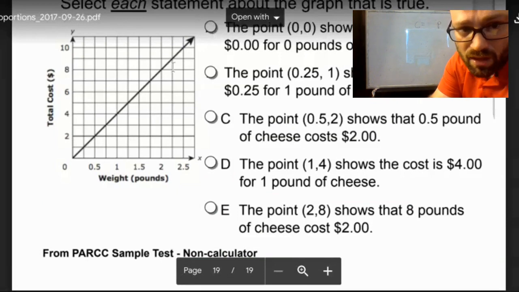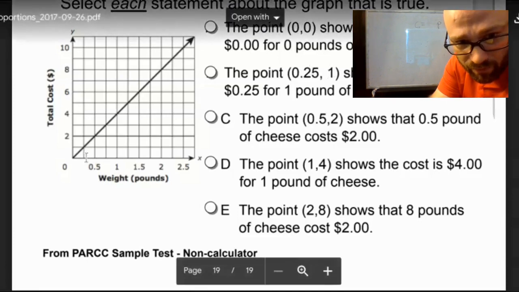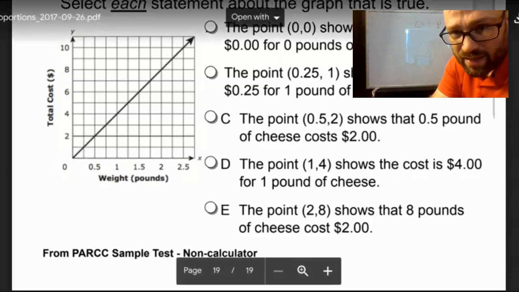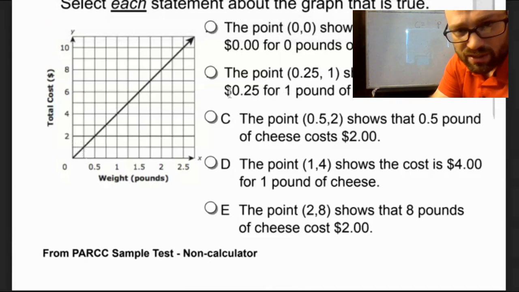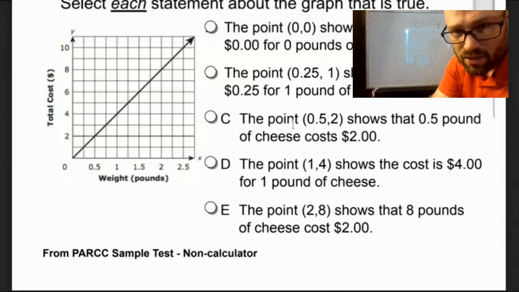The first one's true. Now, if we go to 0.25, 1, so this is the x, 0.25 would be right here, and then 1 right here for the y. So if you buy a quarter pound of cheese, it's going to cost $1. Does that make sense? A quarter of a pound is $1. This statement is saying that it actually costs 25 cents for 1 pound. No, that doesn't cost 25 cents. 25 cents is down here somewhere, and it's really small. So that one would not be true. The point 0.5, 2 shows that a half pound of cheese costs $2. So if we go to a half pound and the 2, yes, a half pound costs $2.